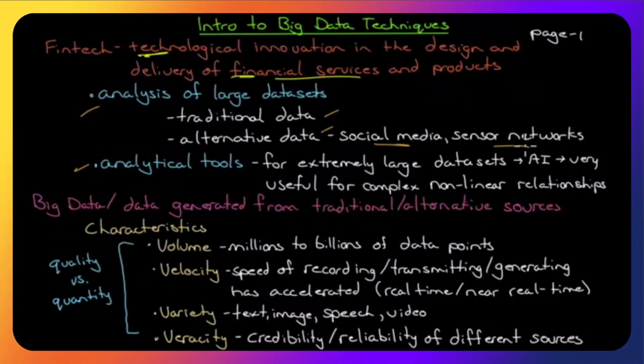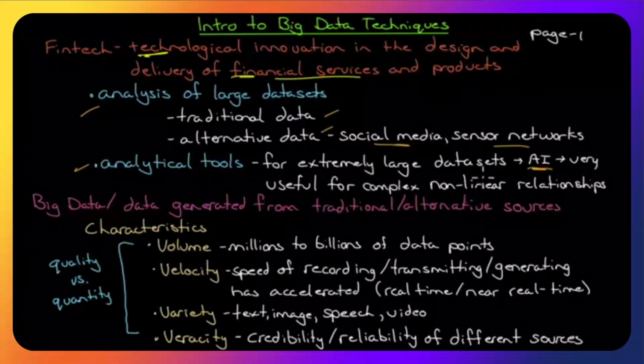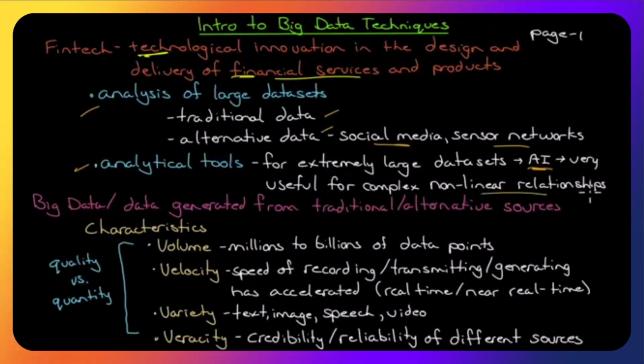Analytical tools that we would use for extremely large data sets: AI, artificial intelligence. Machine learning is also a very powerful tool that's used as well. You'll see more of that at level 2. Very useful for complex nonlinear relationships. Let's move on to the first one here, analysis of large data sets. Let's talk about big data.